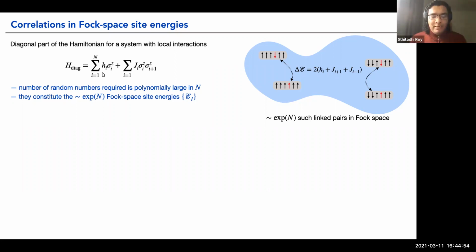So they have to be correlated. There is another kind of correlation that you need to worry about here, which is the following. Imagine this blue blob is my Fock-space, and this is a particular spin configuration that I'm looking at. And I want to flip the spin that I have colored in red with its neighbors pointing up. If I do that, the energy cost that I incur is basically 2 times h_i plus the sum of 2 coupling constants.